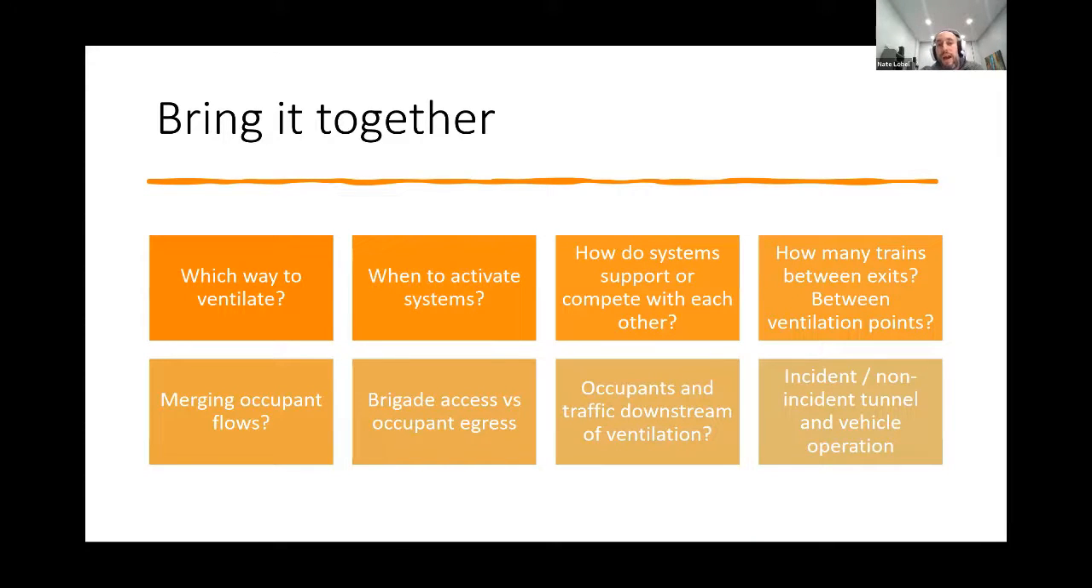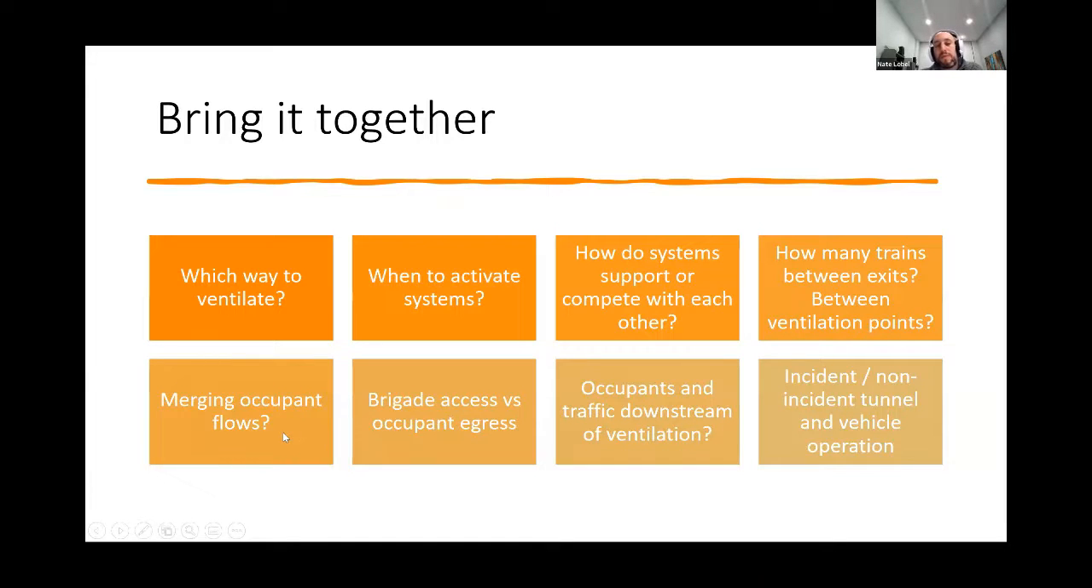How many trains you have between ventilation points or cross passages is really important in the tunnel. If you have more than one, can two trains be stuck and have to evacuate, or just one? Can one of them reverse? Where are the cross passages in relation to where your ventilation points are?